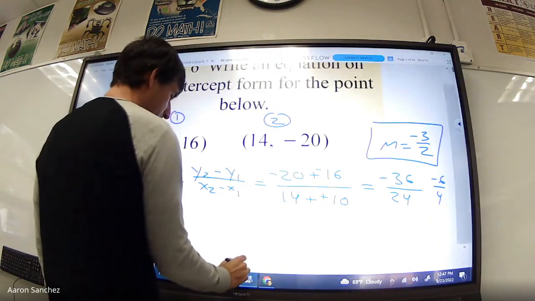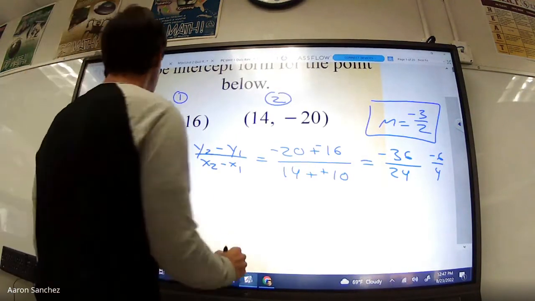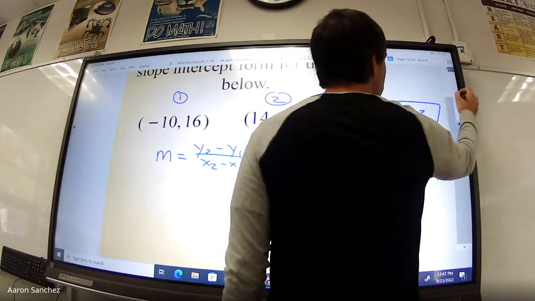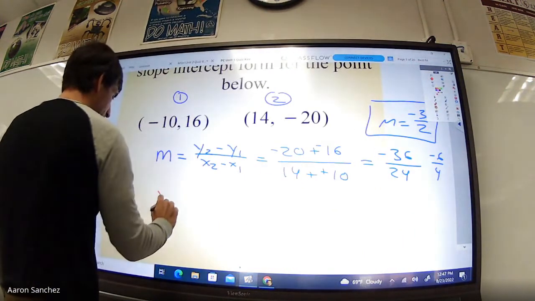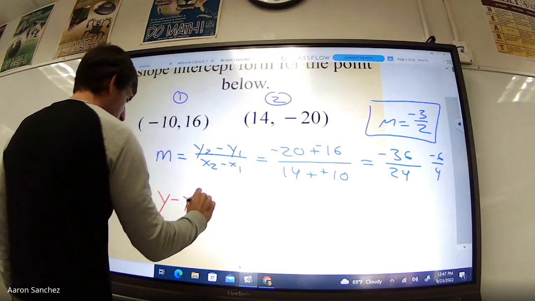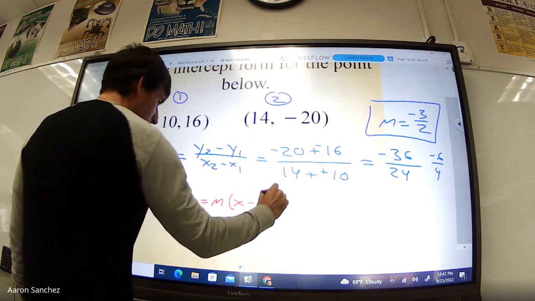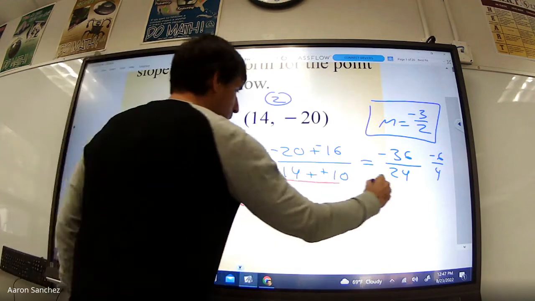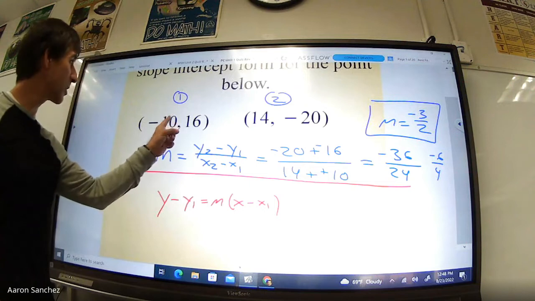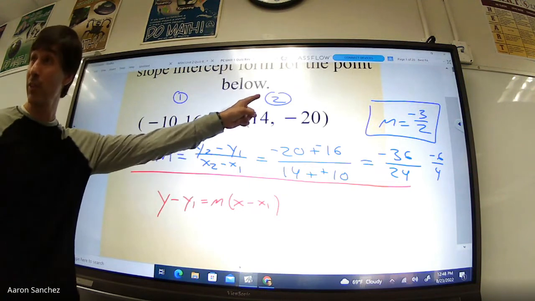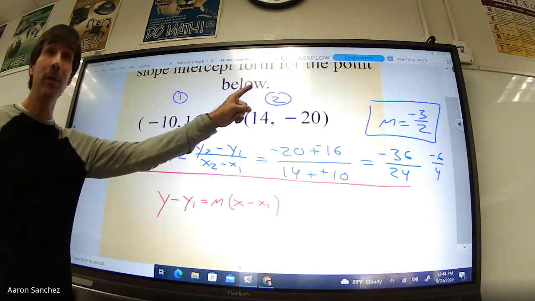Okay. Now, let's do point slope form. Once we have that, we go y minus y1 equals m times x minus x1. Just because it's y1 doesn't mean it's only one point. I can use this point or that point, even though that's labeled 2. It doesn't matter which point, you'll get the same answer. I'm going to do this one.